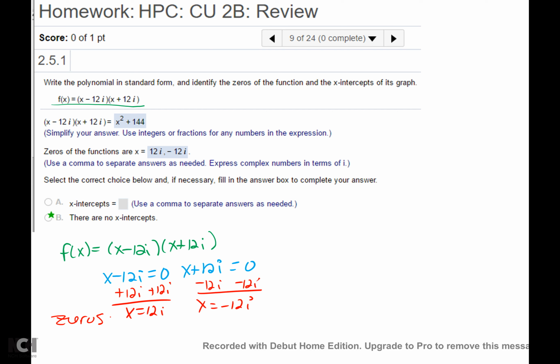Then it wants the x-intercepts. Well, guys, if they have i's in them, they're not going to cross the x-axis, because they're both imaginary. That means they're not real. So as far as my x-intercepts go, there aren't going to be any, because both of my zeros have i's in them.